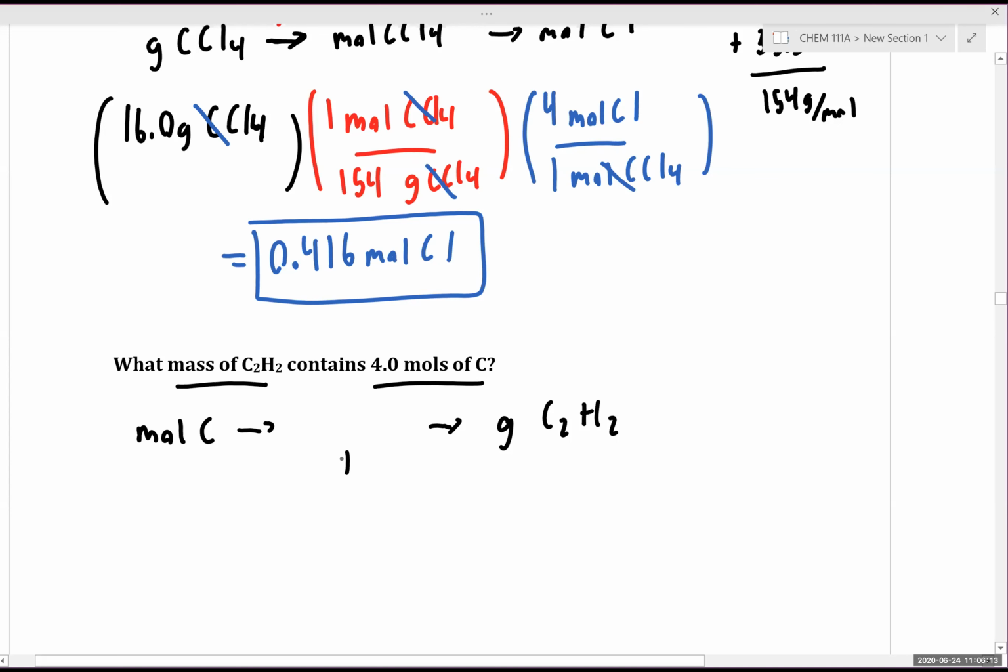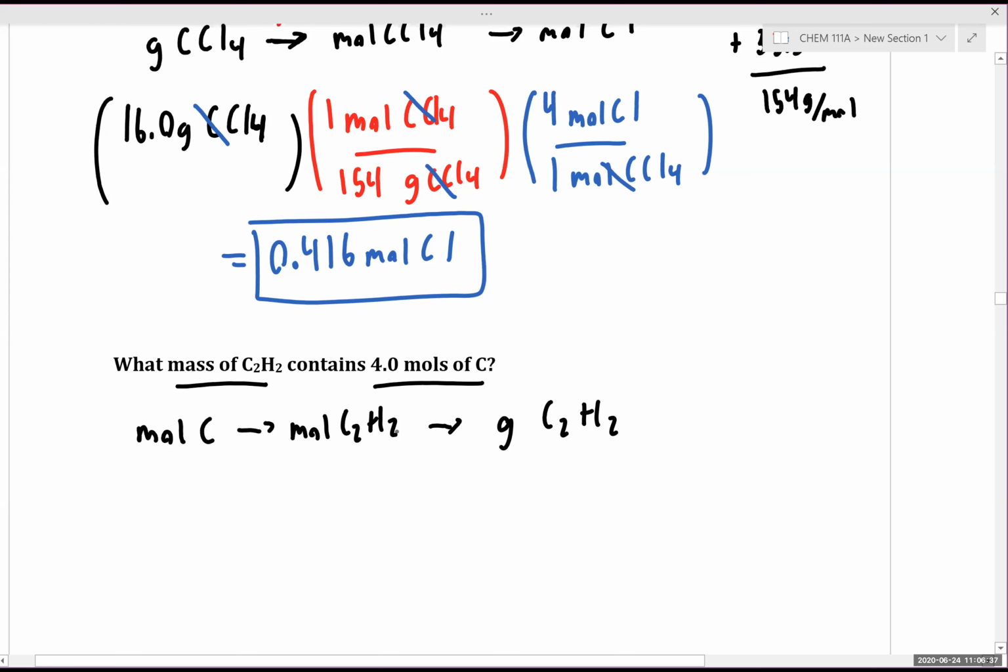So what is our stepping stone? What is our intermediate unit? What units are we going through to convert between moles of carbon to grams of acetylene? What is our intermediate unit? Moles of C2H2. Yep, exactly right.